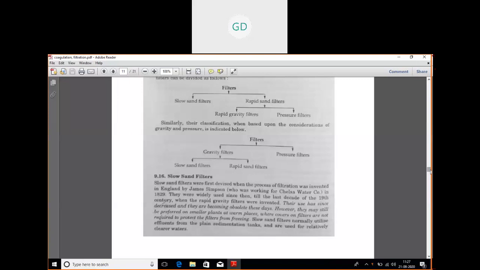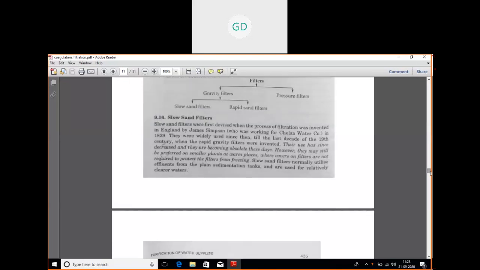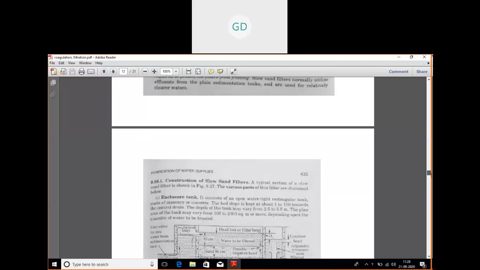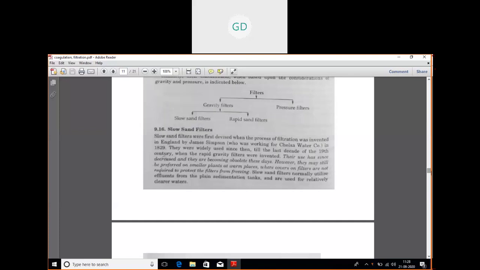But generally, if you see, the majority of industries or treatment plants use rapid sand gravity filters. So basically your rapid sand gravity filter has many more advantages than your slow sand filter. Clear? So next, from your slow sand filter, you can write a little bit of lines.